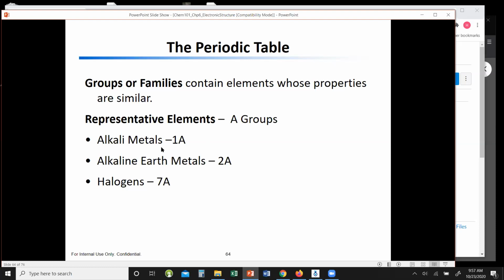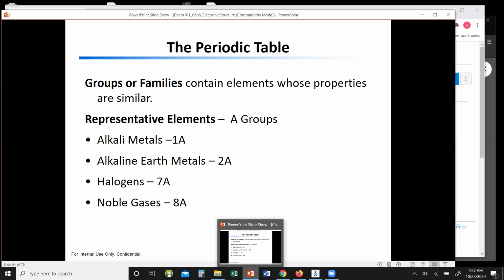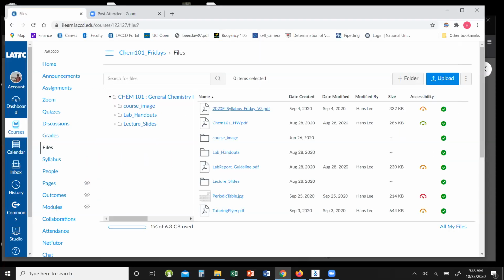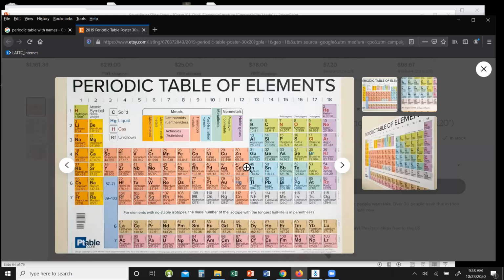So group 1, the first column, has a special name: alkali metals. Group 2, alkaline earth metals. Column 7, halogens. Column 8, noble gases. So these are the most common columns which have a name. The other ones have some names, but those are the common ones to know: the first 2 columns and the last 2 columns.